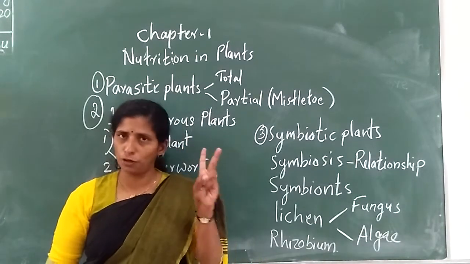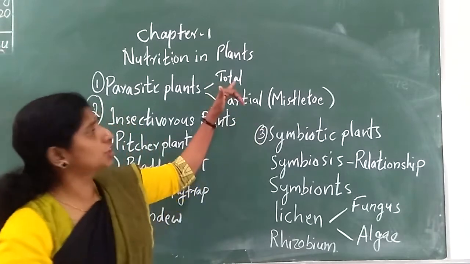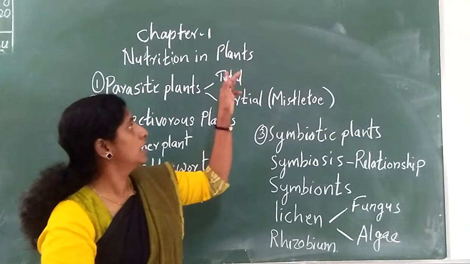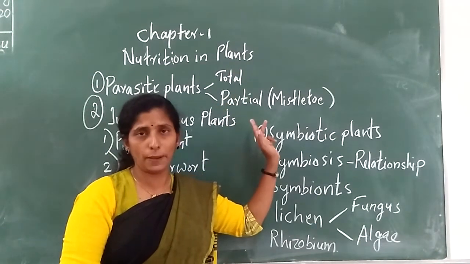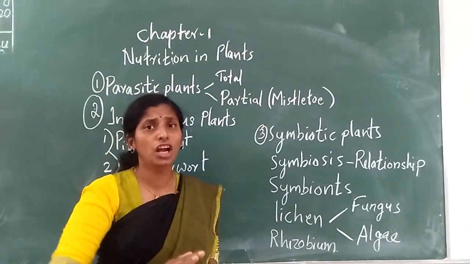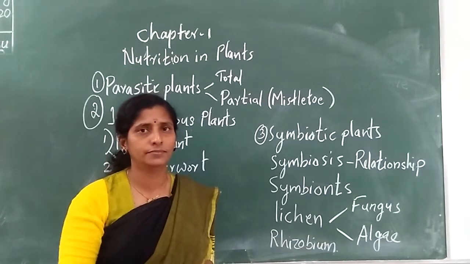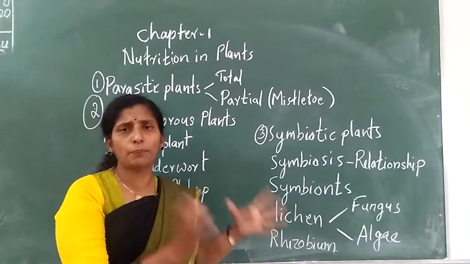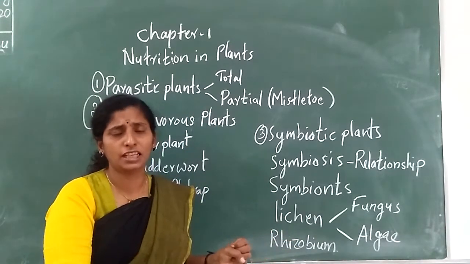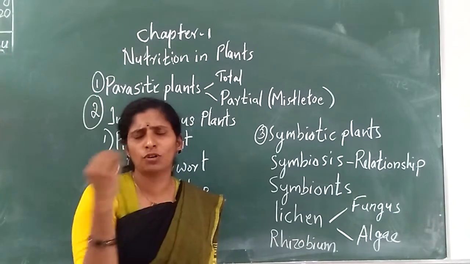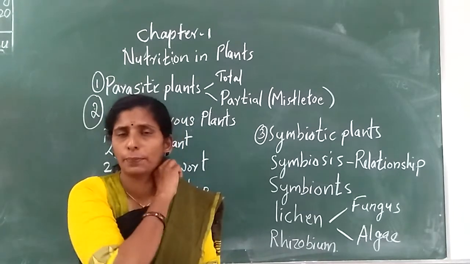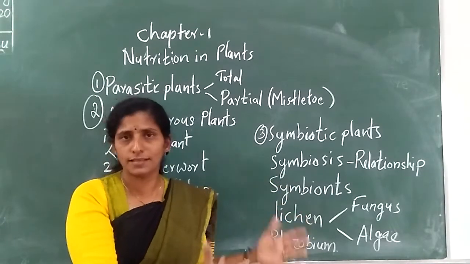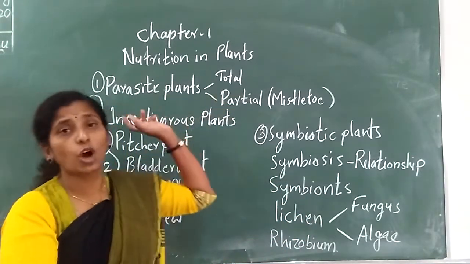And there are two types of parasites: total parasites and partial parasites. Last class we didn't discuss this. From the term itself, total, what is the meaning of total? Complete. So it completely depends on the host for everything. It will be completely white and not green in color, and it will not prepare any food. It completely takes the nutrients from the host plant. Such parasites are called total parasites.